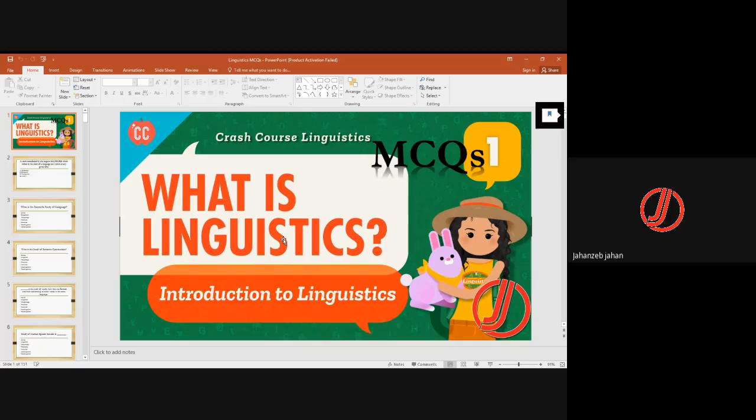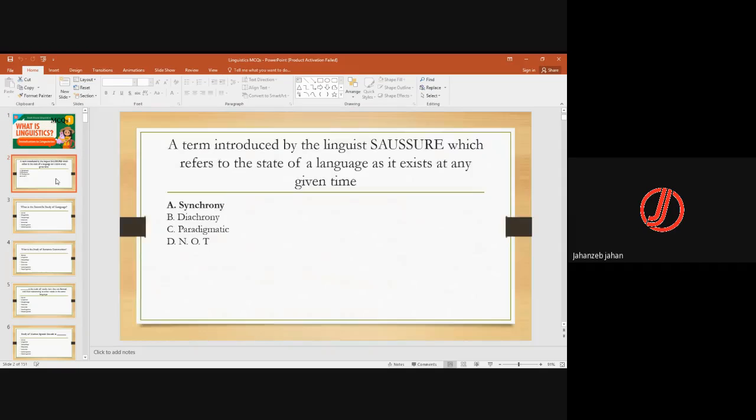Bismillahirrahmanirrahim. We are now discussing the linguistics portion. First of all, we'll be talking about linguistics in general. So let's have MCQs on linguistics. What is linguistics? All about introduction to linguistics, its branches, and all that is included.